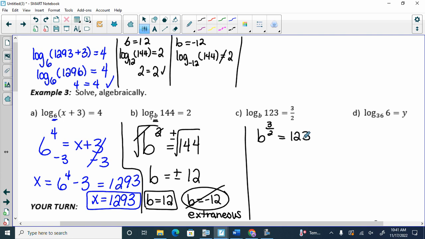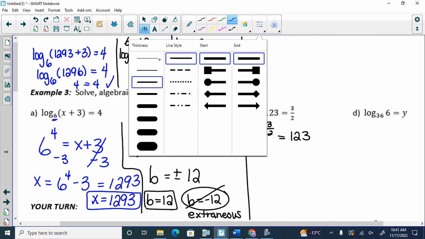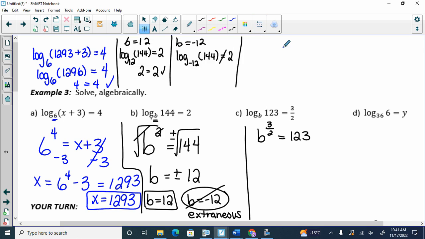How the heck do I get rid of 3 halves as an exponent? You could 3 over 2 root it. It's really weird, but you could do it. But what you can do is you need to have an exponent of 1. We agree? So if I think about it, what do I have to multiply this by in order for it to turn to a 1? If I multiply 3 over 2 by 2 over 3, does that create 1? Yes. I get 6 over 6, don't I?